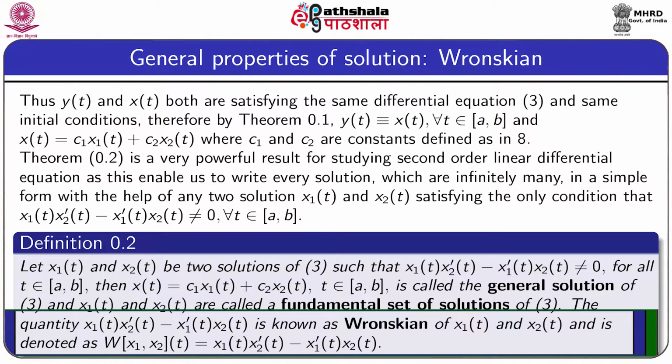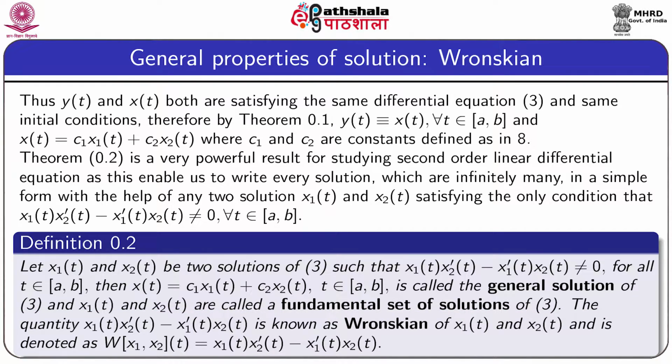The quantity x1(t) x2'(t) minus x1'(t) x2(t) is known as the Wronskian of x1(t) and x2(t) and is denoted by W(x1, x2)(t), equal to x1(t) x2'(t) minus x1'(t) x2(t). After defining the Wronskian, we will now look into a few properties involving the Wronskian which will tell about the linear independence and linear dependence of the solutions of second order ordinary differential equations. After that, we will take up some good examples.